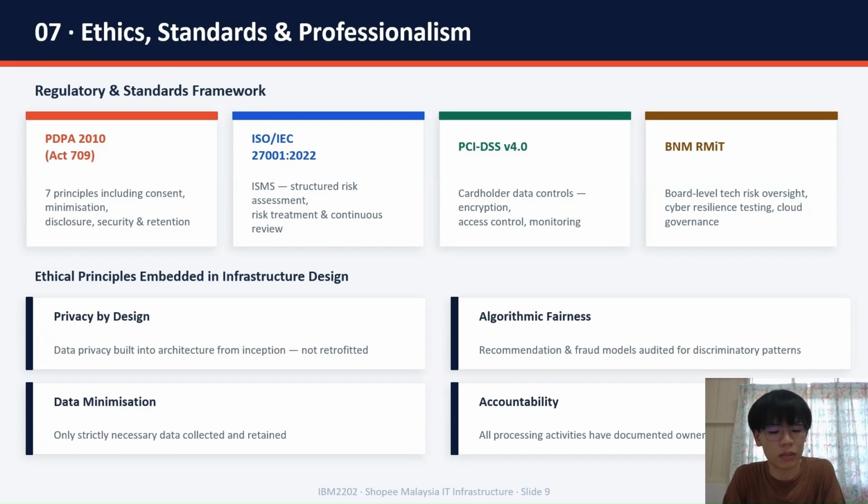We map all seven PDPA principles to technical implementations, from a consent management system in the checkout flow to automated S3 lifecycle policies enforcing the retention principle. ISO/IEC 27001 provides the information security management system structure. PCI DSS version 4.0 directly informs our encryption, access control, and monitoring because Shopee is a licensed e-money issuer through ShopeePay. And BNM's Risk Management in Technology policy requires board-level technology risk oversight and cyber resilience testing.